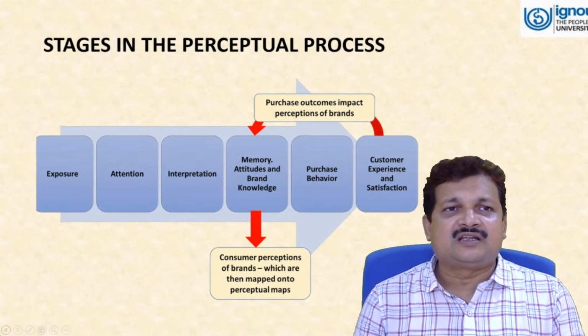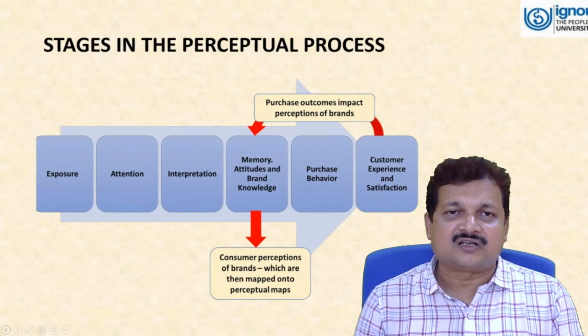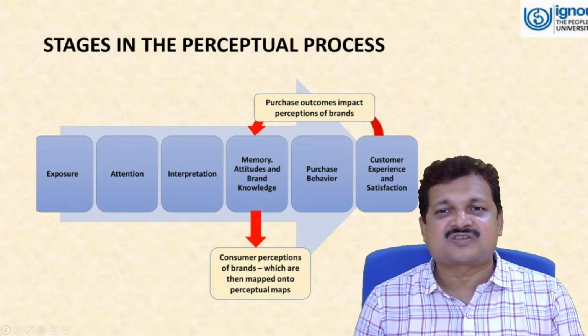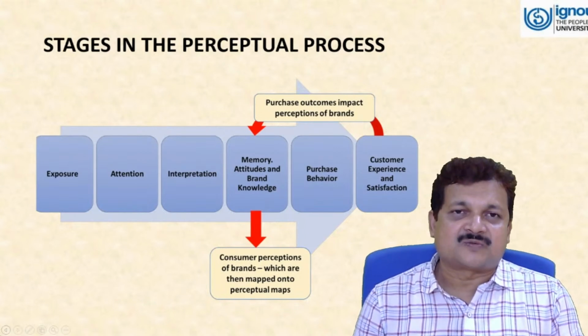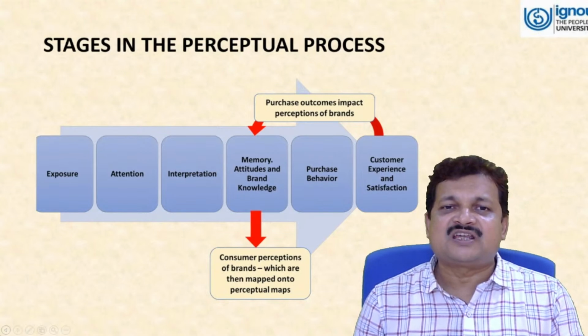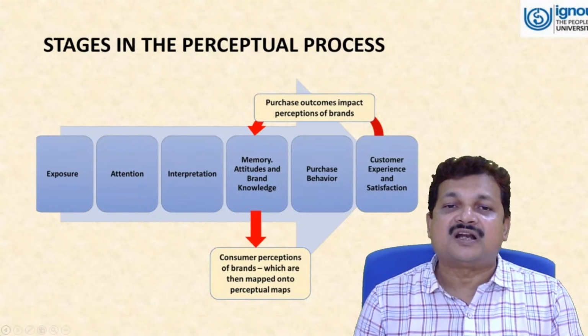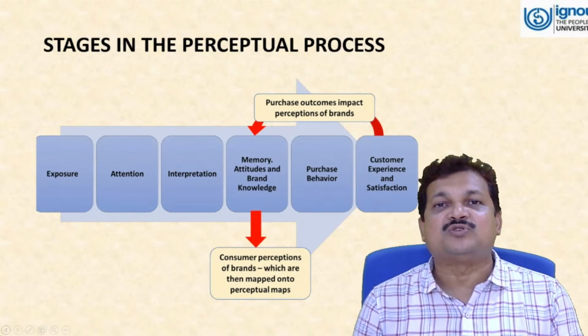We know it very well that the simplest model of the consumer decision making process is the AIDAS model. AIDAS: AIDA means attention, interest, desire, action. And after that, S, we are going to say that it is satisfaction, but we have two outcomes. One is satisfaction, second is dissatisfaction. So once attention is there, if there is dissatisfaction, then that leads to, here you will find that purchase outcomes impact perception of brands. That means it is directly going to your memory, which is going to change the brand position.